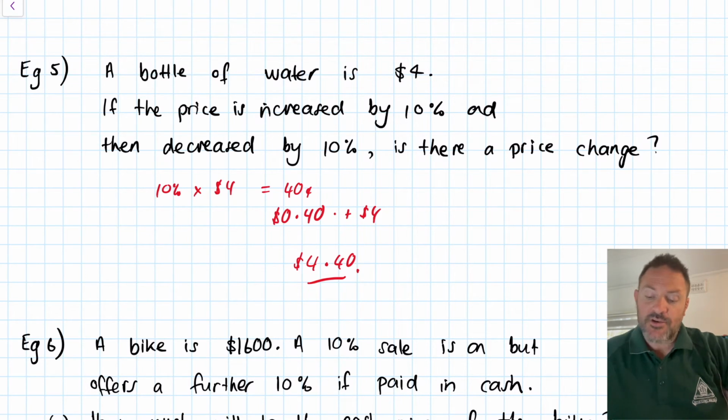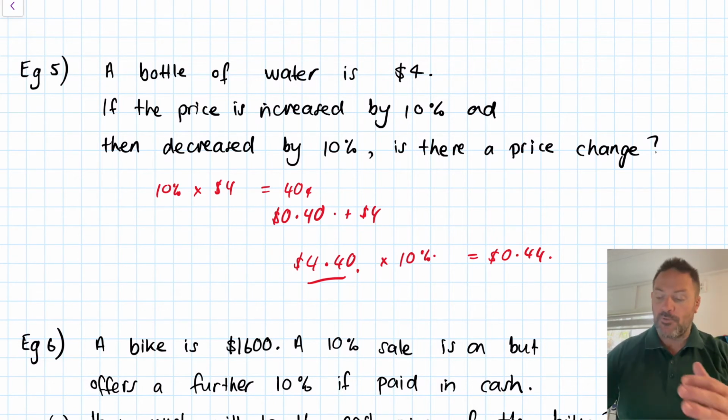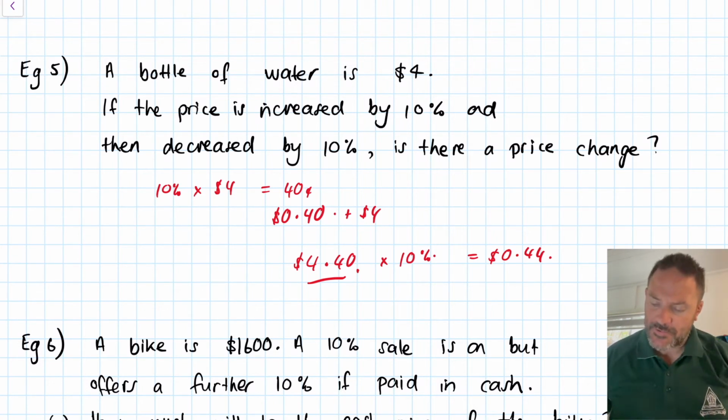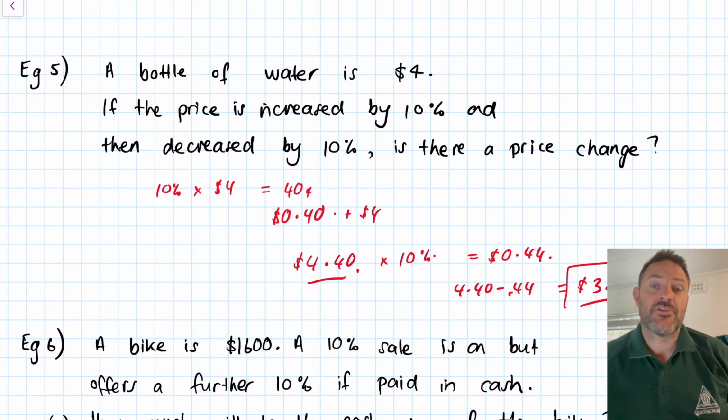But then we're going to decrease the price by 10%. Well, what's 10% of $4.40? What you might look at that and say is that's going to be just 44 cents this time. Now, if I'm going to take 44 cents away, what's going to happen here? Well, $4.40, take away 44 cents, 0.44, we are left with $3.96. Therefore, we do in fact have a change.